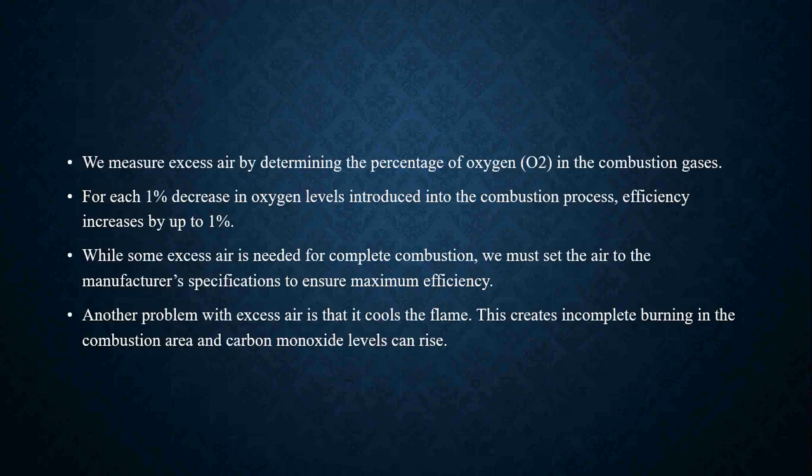We measure excess air by determining the percentage of oxygen, or our O2, in our combustion gases. For each 1% decrease in oxygen levels introduced into the combustion process, efficiency is going to increase by at least 1%. While some excess air is needed for complete combustion, we must set the air to the manufacturer's specifications to ensure maximum efficiency. OEM spec guides is a great tool to have if you're looking at what you're supposed to be setting your combustion air settings to.